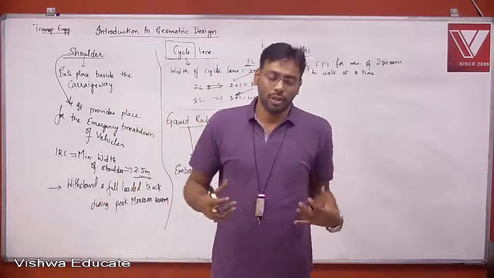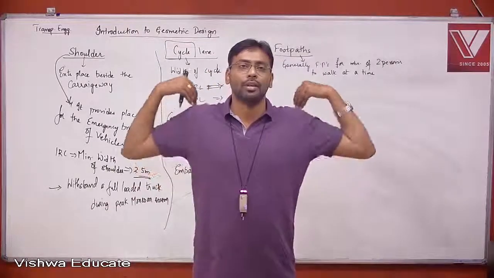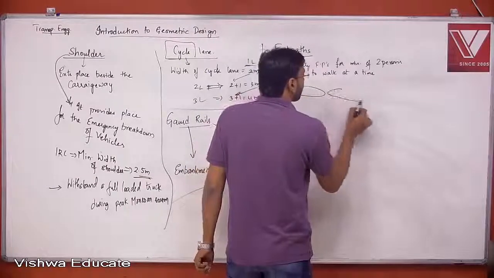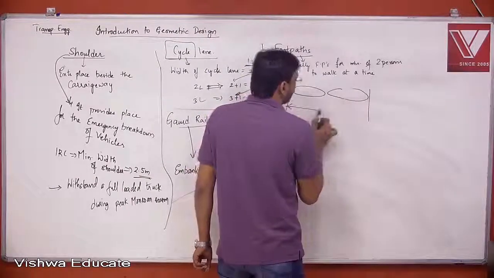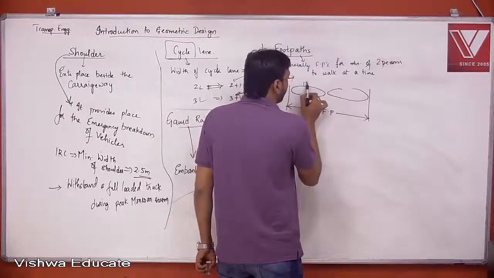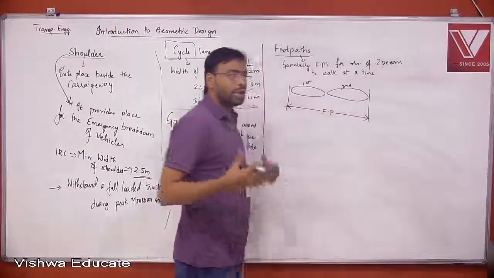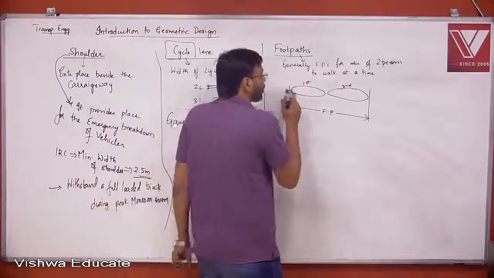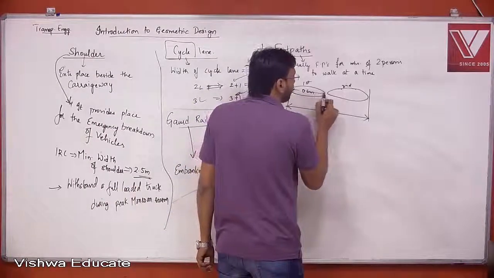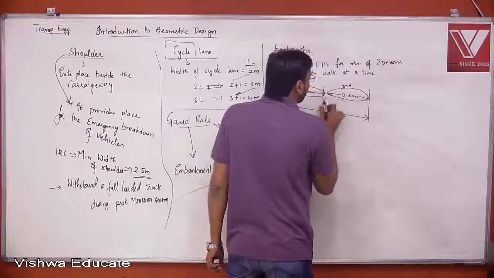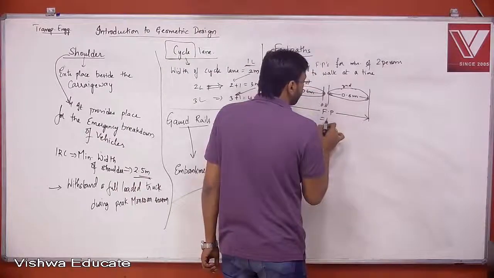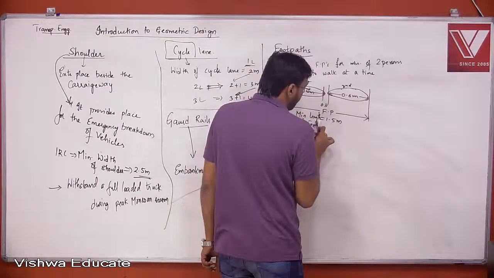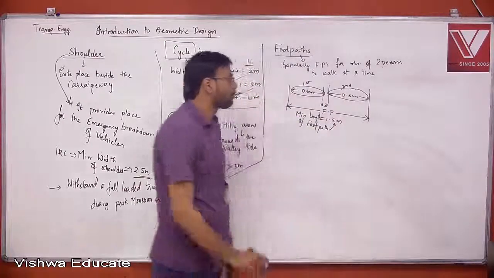So if you take a particular person, the widest part of a person will be at the shoulder. This is the widest part, right? So 2 persons are there. I said that a footpath is to be designed for 2 persons to walk at a time. So this is my first person, this is the second person. And the width of the shoulder will be around 60 centimeters for a maximum value. So 60 centimeters, that is 0.6 meter and 0.6 meter, and there is a clearance of 0.3 meter. So total is 1.5 meter. So the minimum width of footpath is 1.5 meter.